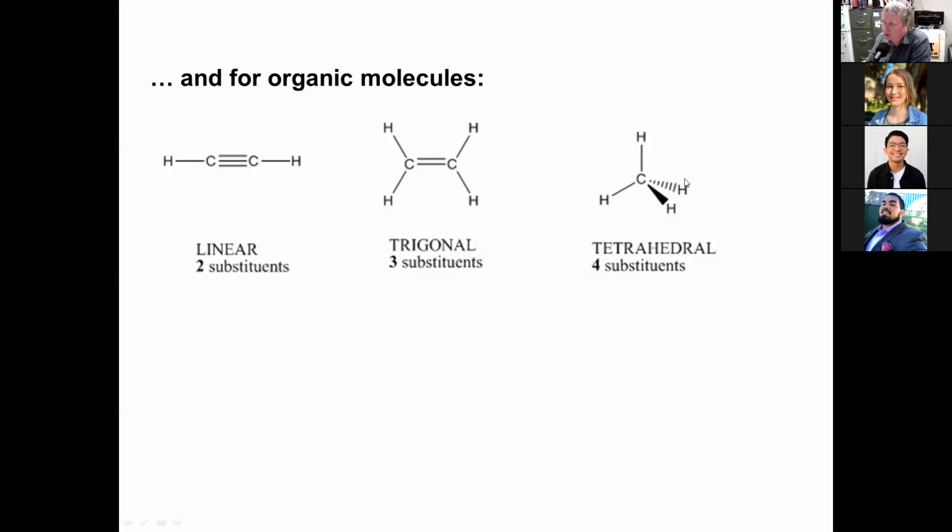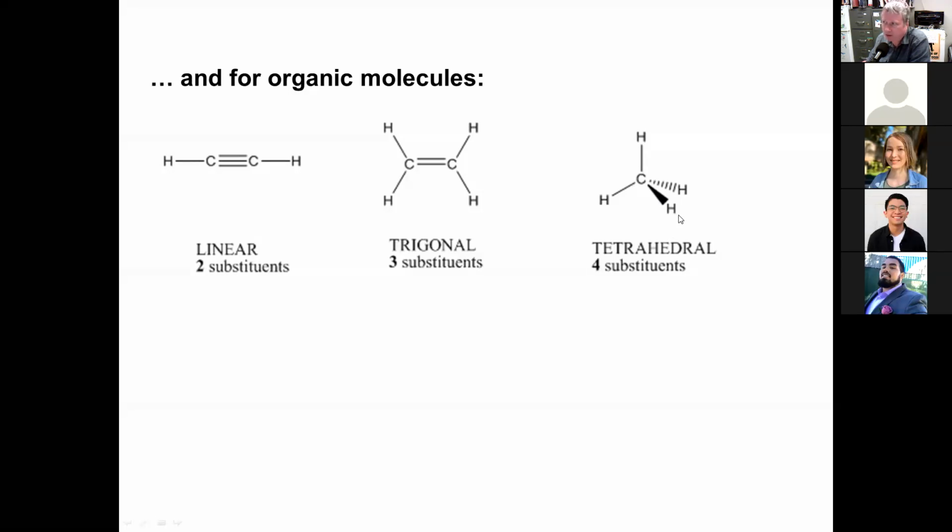You may or may not know what the wedge means. Anybody know what the wedge means? This little wedge? It means it's pointing directly at you, outward. Yeah, you got it. The wedge means it's pointing directly towards us. It's a three-dimensionality thing, right? So this H is coming towards us. The dashes are going away from us. And then the line to H going upward is just in the plane of the screen, and the other one is also. So this just shows the tetrahedral geometry.